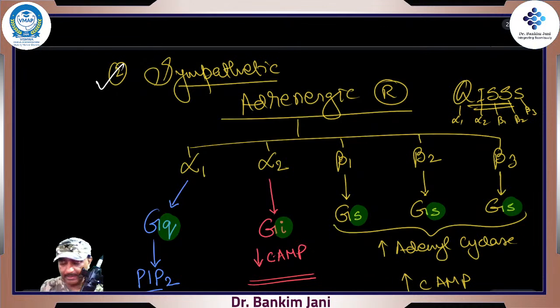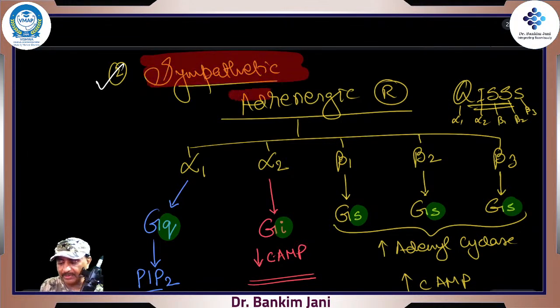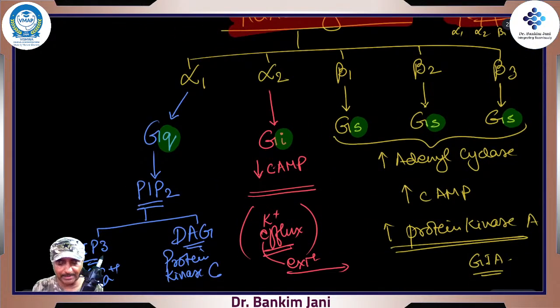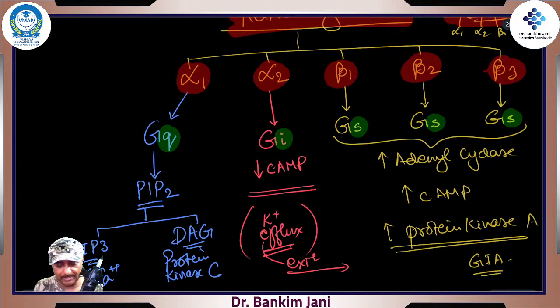Regarding the sympathetic, it means they are adrenergic receptors, right? Remember QI triple S, right? Pronunciation is the same, so that's why it's easy to remember. This is alpha 1, alpha 2, beta 1, beta 2, beta 3. So just remember Gq, right? So this is PIP2, IP3 and DAG, in detail tomorrow, right? Alpha 2, this is Gi inhibitory, so there is decreased cyclic AMP. Beta 1, 2, 3, they all are stimulatory. That means there would be an increase in the adenyl cyclase, an increase in the cyclic AMP, and an increase in the protein kinase A.